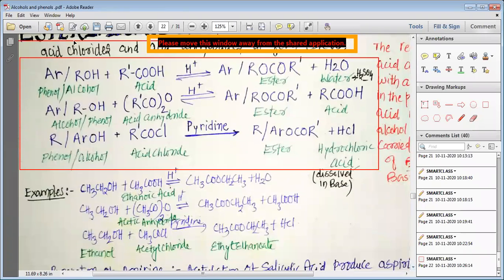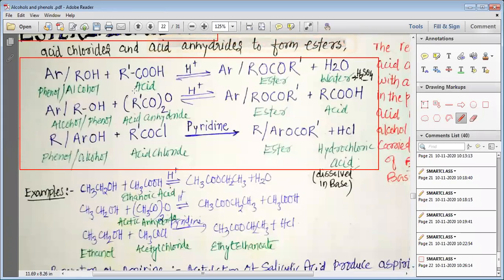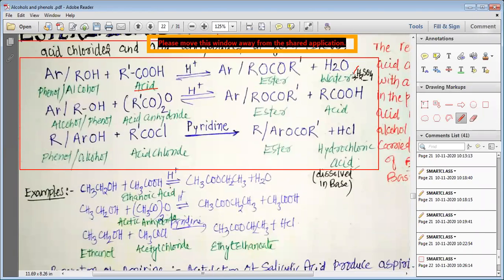So here you can see that if we have alcohol or phenol, that reacts with R-COOH, which is a carboxylic acid, in the presence of H plus. This H plus is generally sulfuric acid. So generally when we take sulfuric acid as a catalyst and allow the carboxylic acid to react with alcohols or phenols, we get an ester.